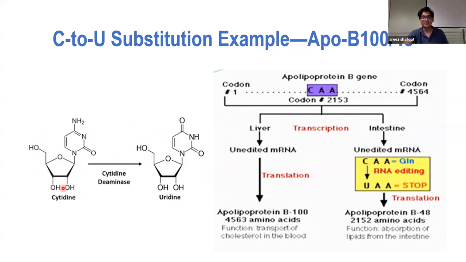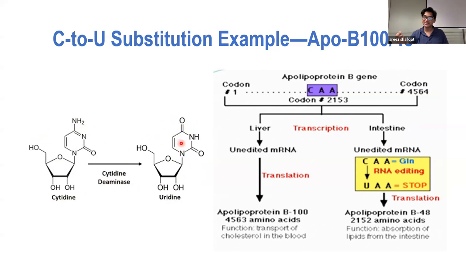And you notice here that cytidine has an amino group here, uridine has a carboxyl group here. So by cytidine deaminase, it basically removes an amino group. That's why it's called deaminase. It removes this amino group to form uridine.